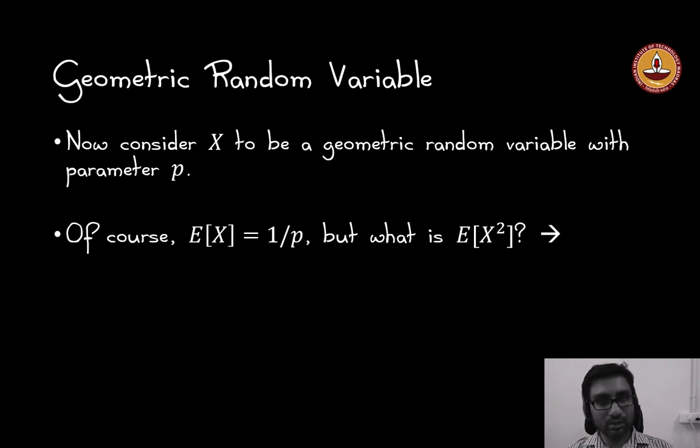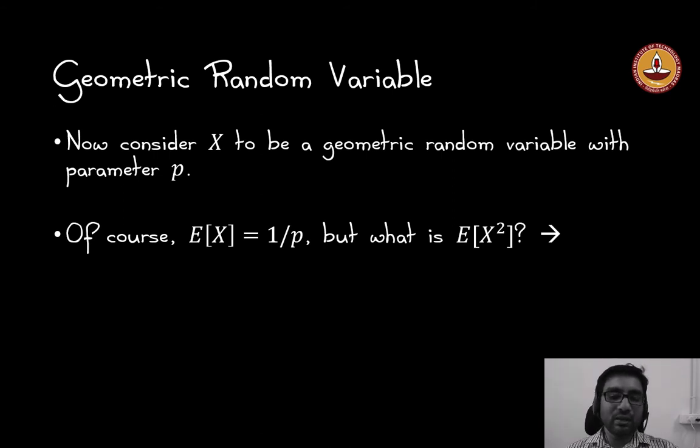Let us now consider the geometric random variable. X is a geometric random variable and it has parameter p. This means you toss a coin with bias p until you see the first heads. And by now we should know that the expectation of x is 1 over p. You can work that out. Our question now is, what is the variance of this random variable x?